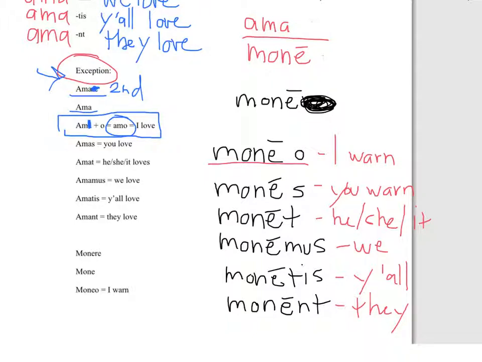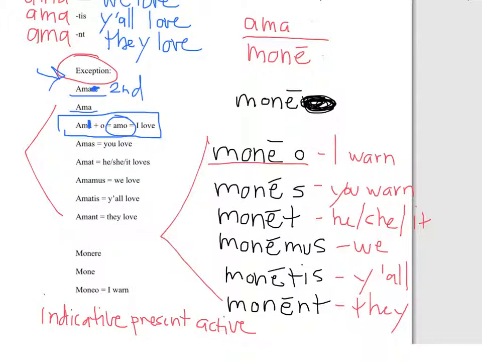Again, that pattern will always be like that. I, you, he, she, it, we, y'all, they. That's the pattern that language teachers generally use in all languages for the conjugation of verbs. What you just learned is the indicative. That's the mood. Present. Active. Conjugation of a first conjugation verb and a second conjugation verb.